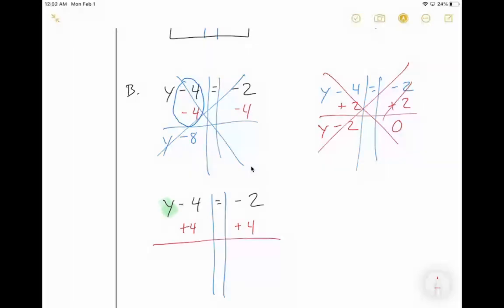Now I see that the negative 4 and the positive 4 are going to cancel out. And I'm left with just y. When I say cancel, it makes 0, and I have to write 0. Then I get negative 2 and positive 4, which again, the Pirates win on that one. So that'll be a positive 2. Let's check my answer to make sure.